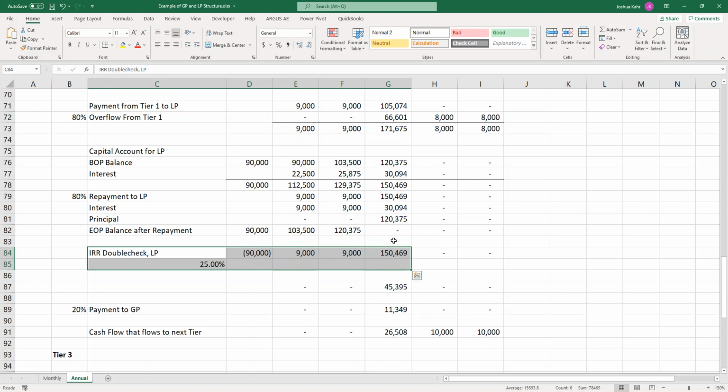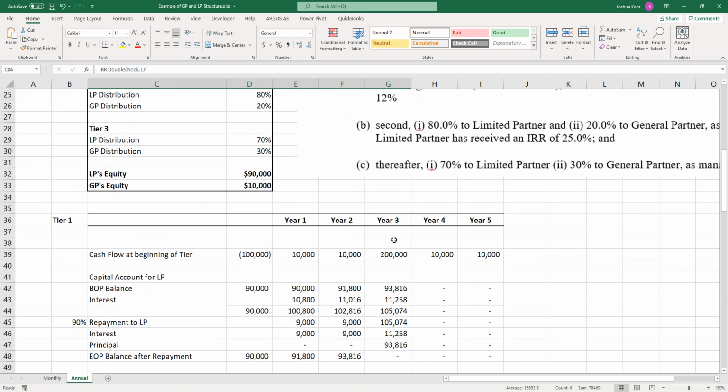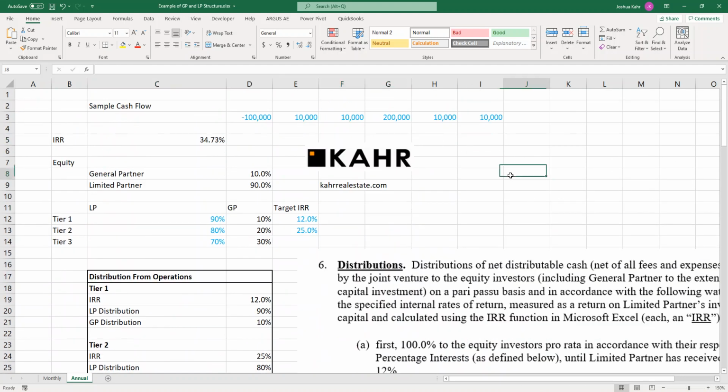Okay. Well, that's basically it. That's the structure. If this makes sense to you, great. And hopefully you've enjoyed going through this pretty basic partnership model.